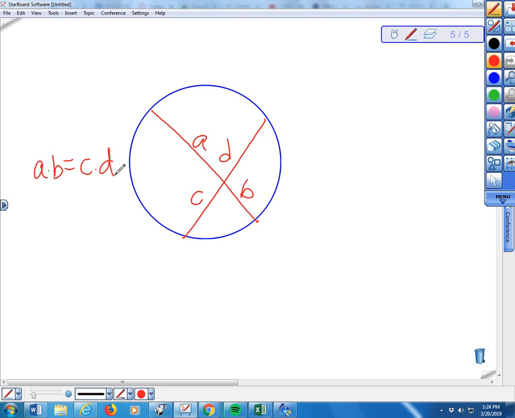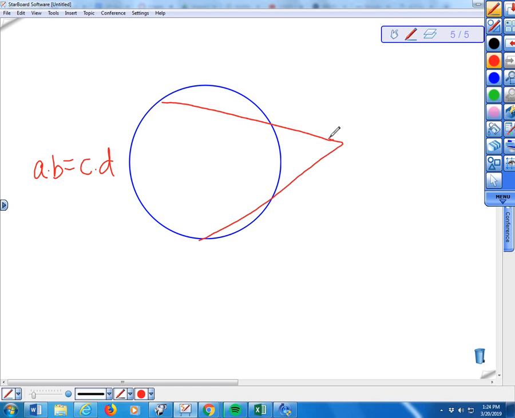Today, they're not going to intersect outside or inside. They're going to be two secants that are intersecting outside the circle. Okay, today we're just going to concentrate on secants. Secants, if you remember, go through the circle in two places. Tangents touch the circle in one place. That's the difference between secants and tangents.